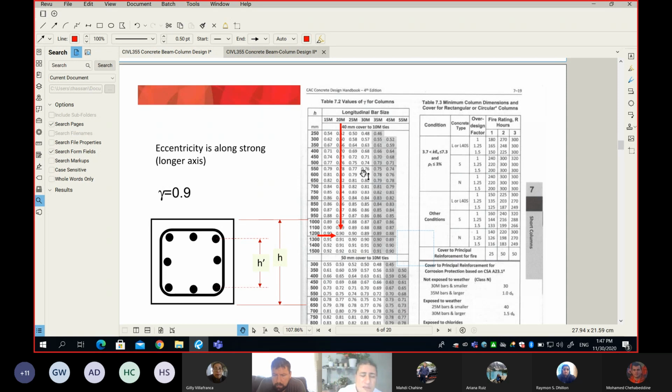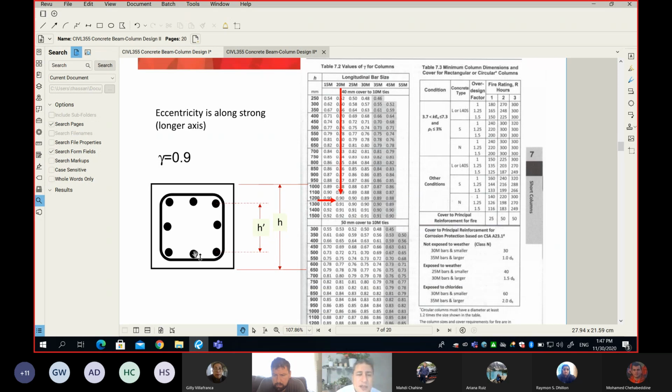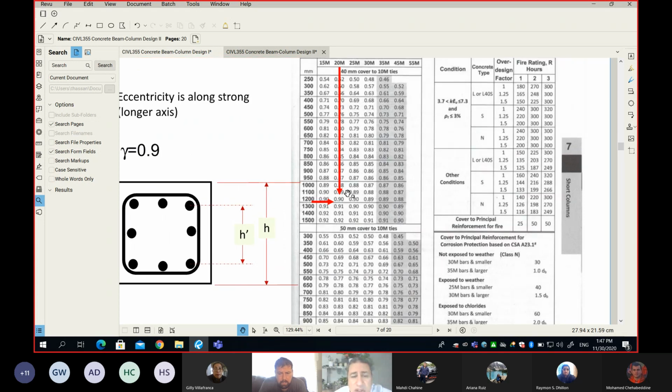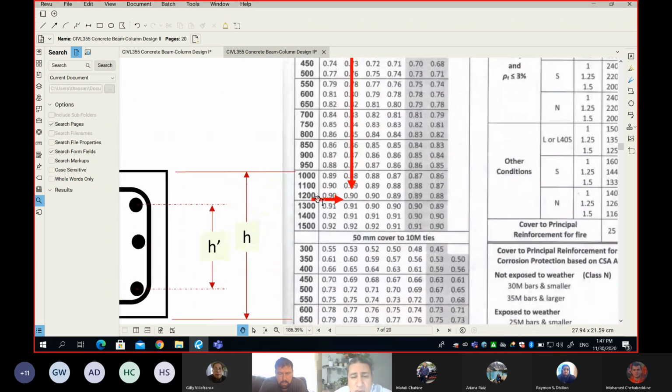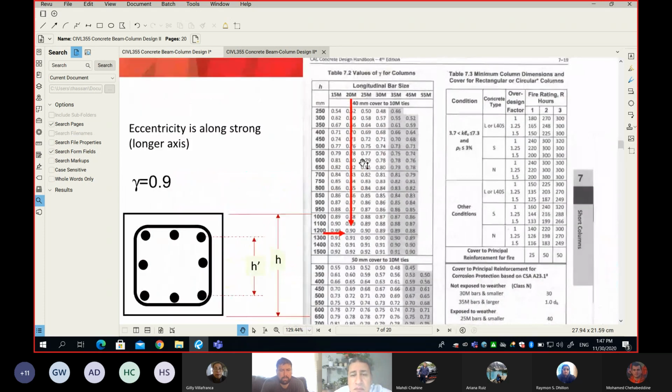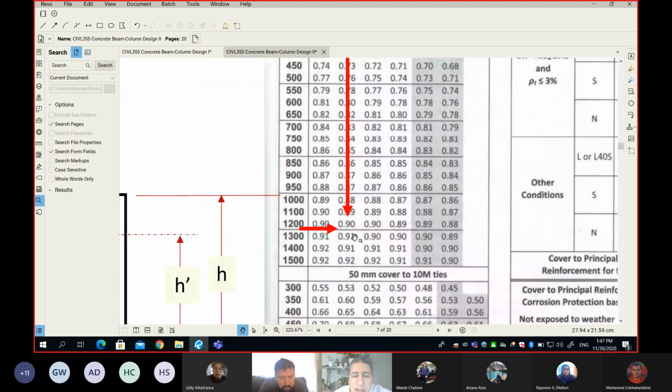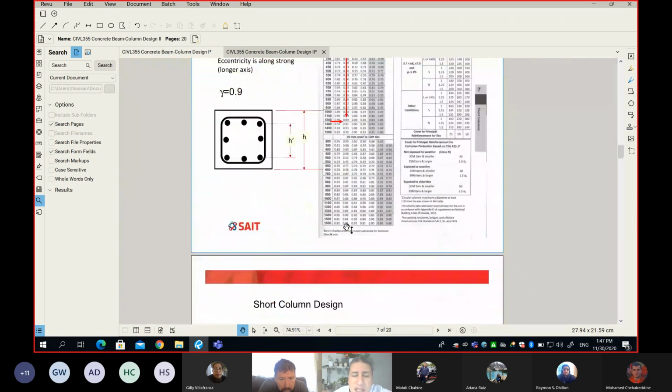The value of gamma is simply the ratio between H prime to H on this picture here. H prime to H is your gamma. You can do that manually, or even faster, you can do it from the table. From the table, you can tell my column dimension is 1250. My rebar is 20M as per my original problem. So you can see here my gamma is equal to 0.9. Very, very simple, in 1 second.